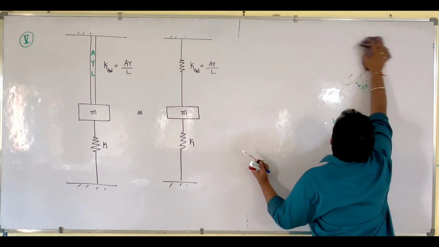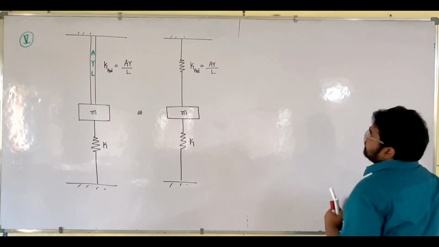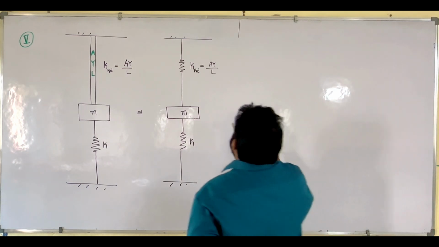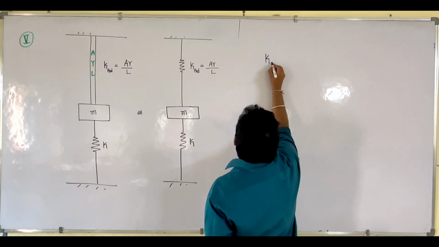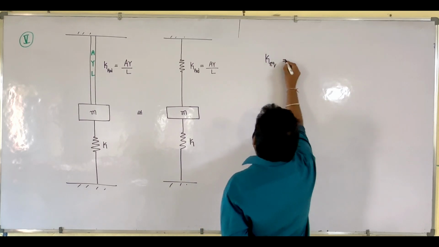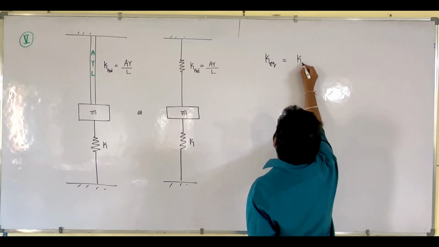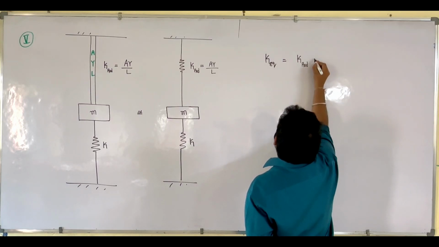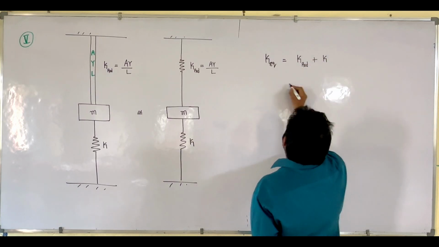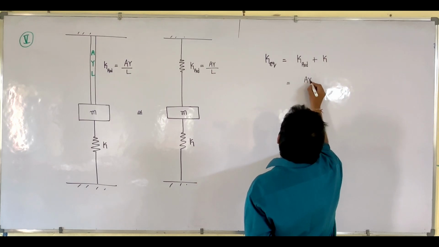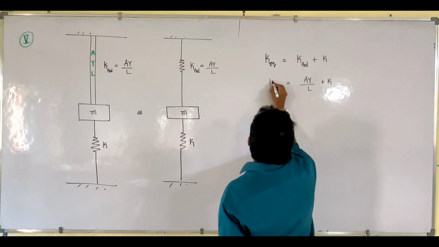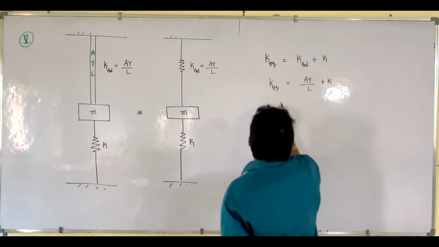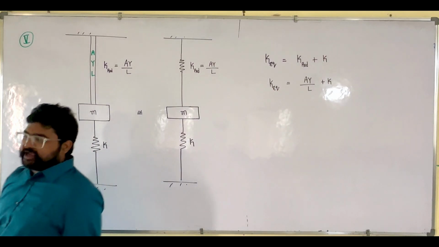What is the K equivalent here? The rod and spring are in parallel. K rod plus K equals A Y by L plus K. This is the K equivalent for the given combination of rod and spring.